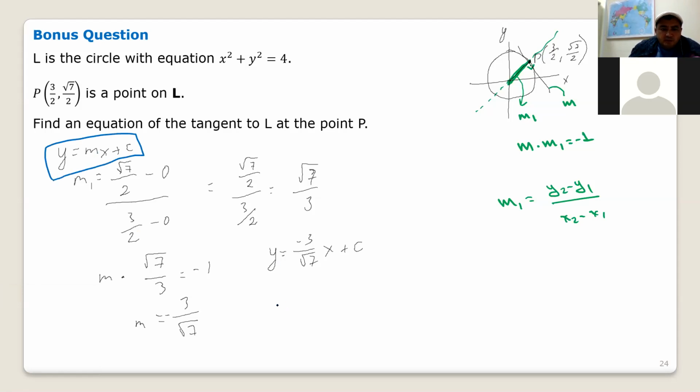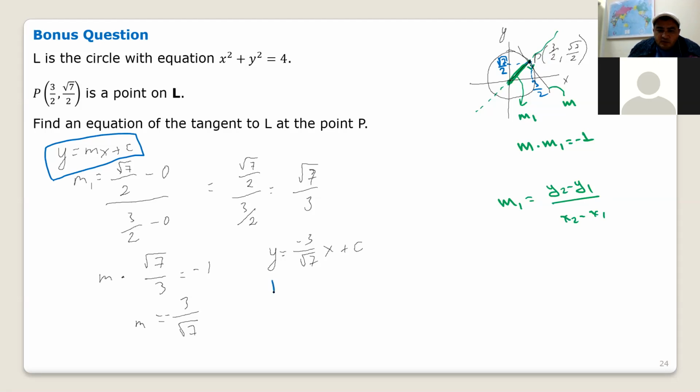Mm-hmm. So if you just substitute here, then y equals minus 3... Okay, we have already written that here. It's the equation of the tangent, and the tangent is passing through the point P. It means that when x equals 3 over 2, then the y value is square root of 7 over 2. Yes.